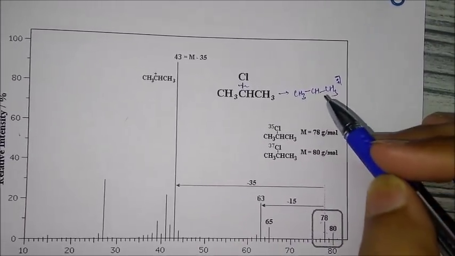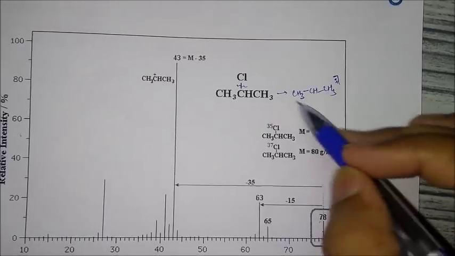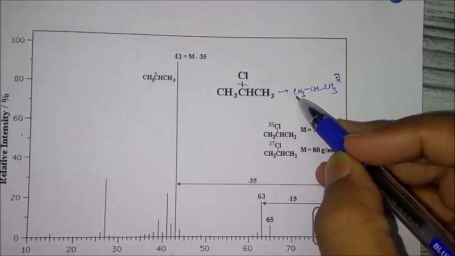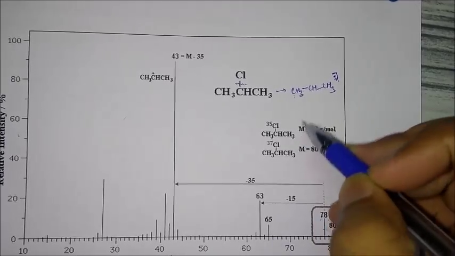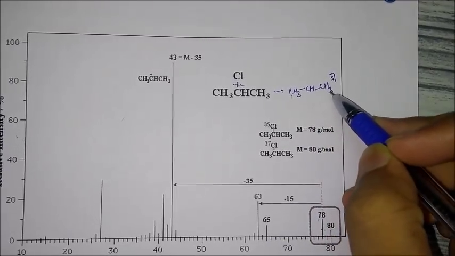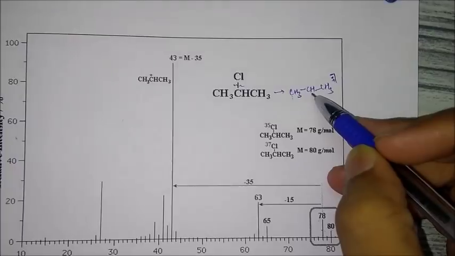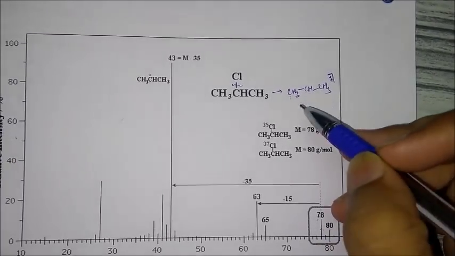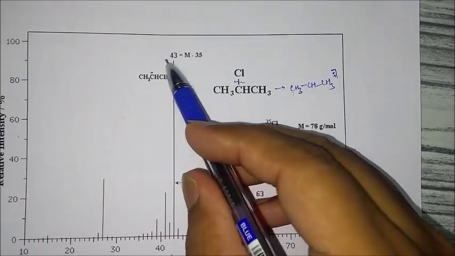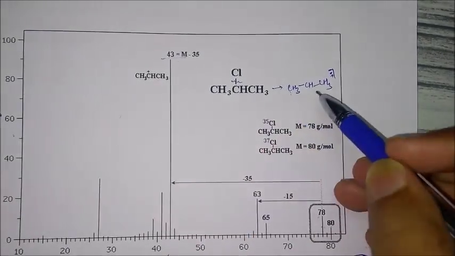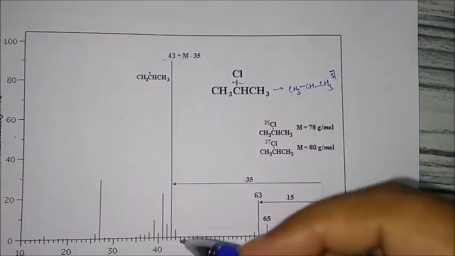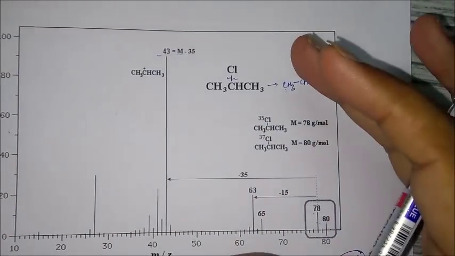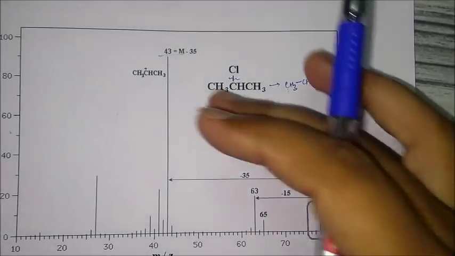So what will be the mass for this fragment? Let's check. For each carbon the mass is 12, so 12 plus 3 is 15, and this will also give you 15. 15 plus 15 is 30, and this carbon is 12 plus 1, that is 13. So 30 plus 13 is 43. So the peak at 43 corresponds to this fragment. The intensity of this peak is very high, which means this fragment is present in a very large amount. Most of the fragments are of this kind.